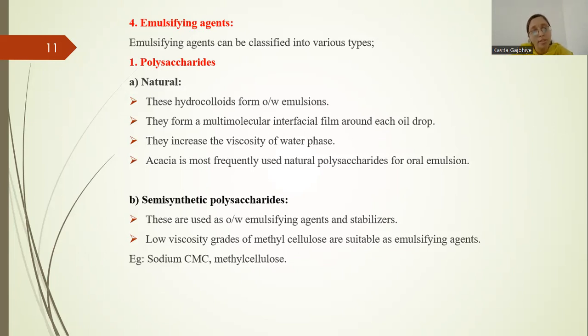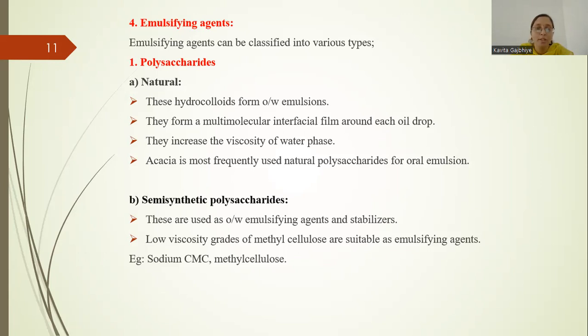They increase the viscosity of the water phase. Of course, these are polysaccharides, so they have some viscosity and they increase the viscosity of the water phase. And an example of natural polysaccharide is acacia. It is the most frequently used natural polysaccharide for oral emulsion.